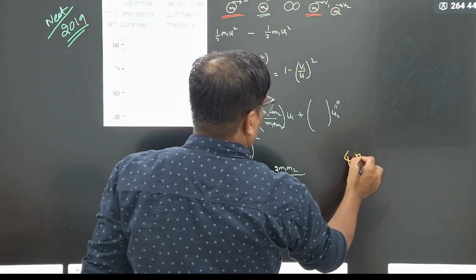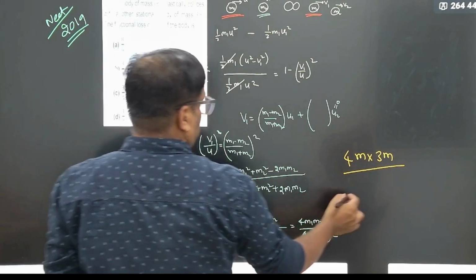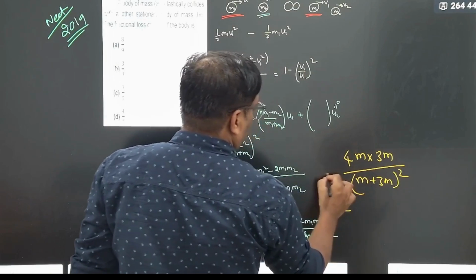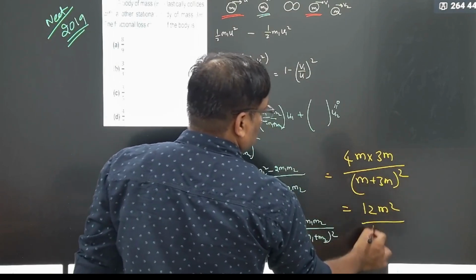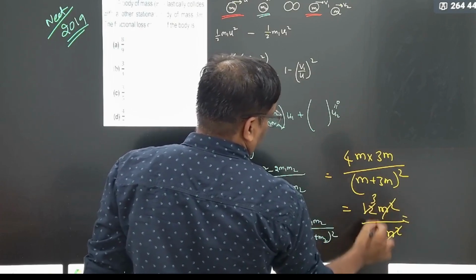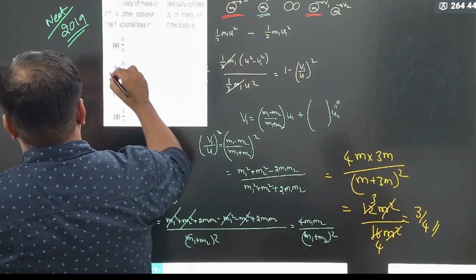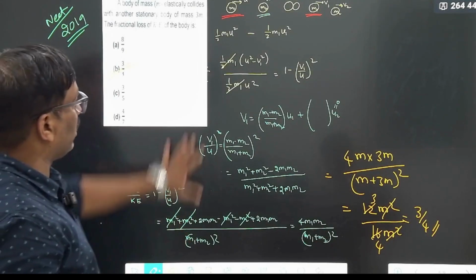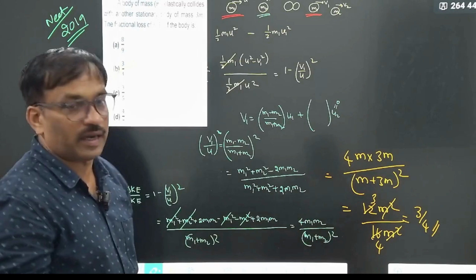This is 4m into 3m divided by m plus 3m whole square. What will you get now? It is 12 m square by 16 m square. Cancel out: 4 threes are 12, 4 fours are 16, therefore 3 by 4. So the answer is 3 by 4. Clear? Next time no need to derive this one, just remember this formula and you can get the answer.